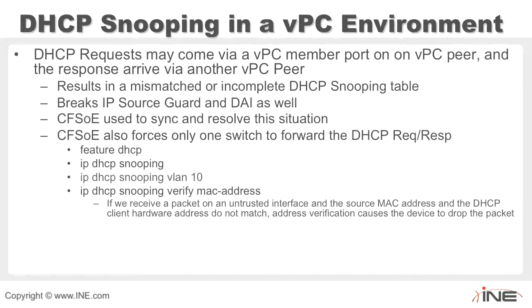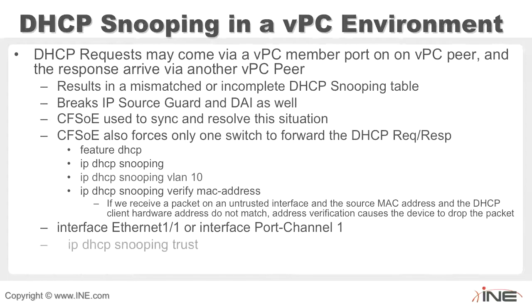And what this is going to do is basically say that if we receive a packet on an untrusted interface and the source MAC address and the DHCP client hardware address don't match, then the address verification causes the device to drop the packet. So this is very, very similar to IP source guard but just at a MAC address port level implementation. So on whatever interface or possibly port channel, we have the actual trusted host.